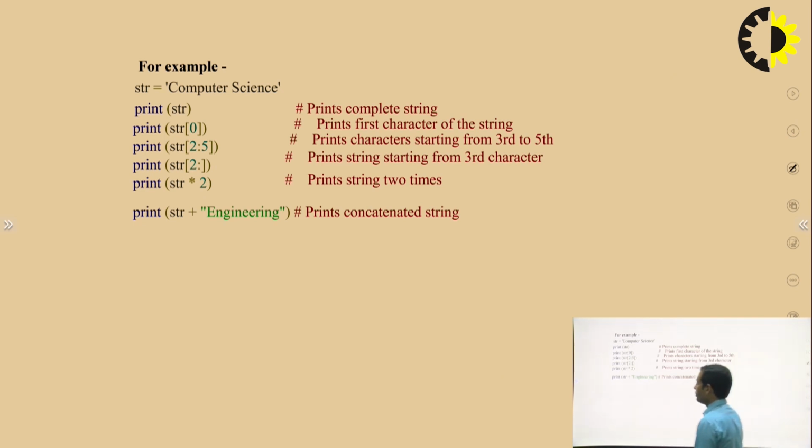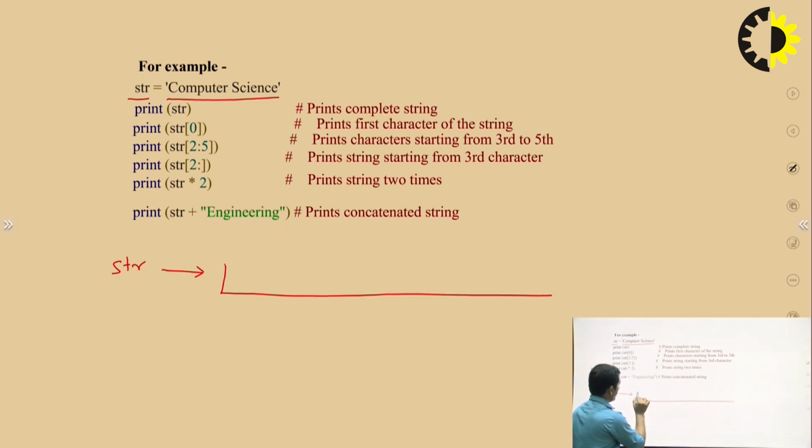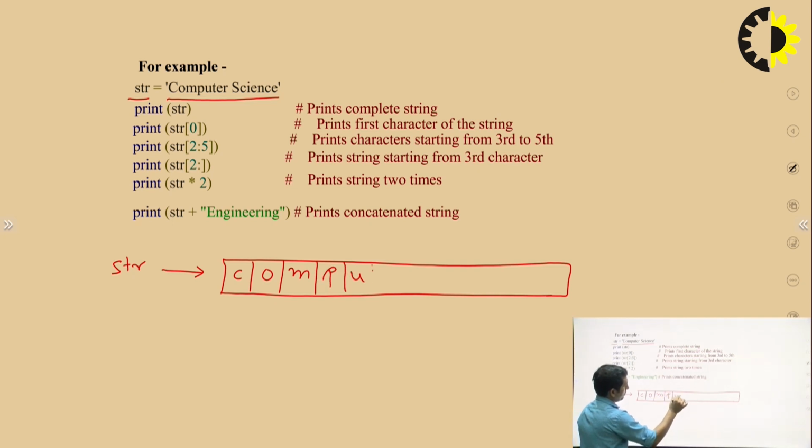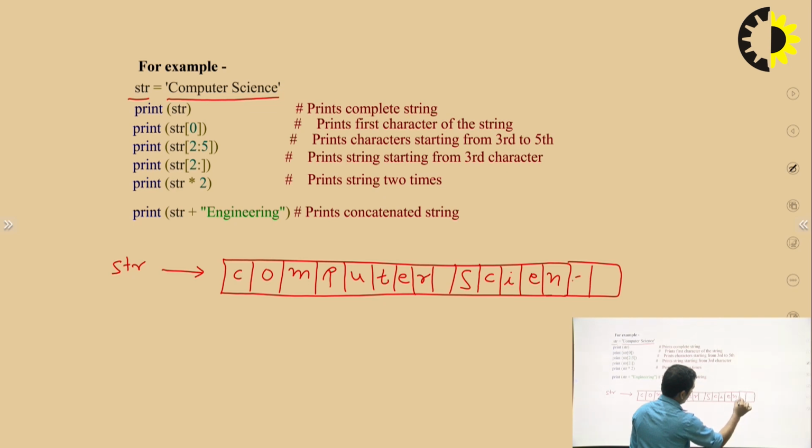Now for example, here str is an object whose string is computer science. Let str refer to the location of computer science. Computer, then a space, and then science.